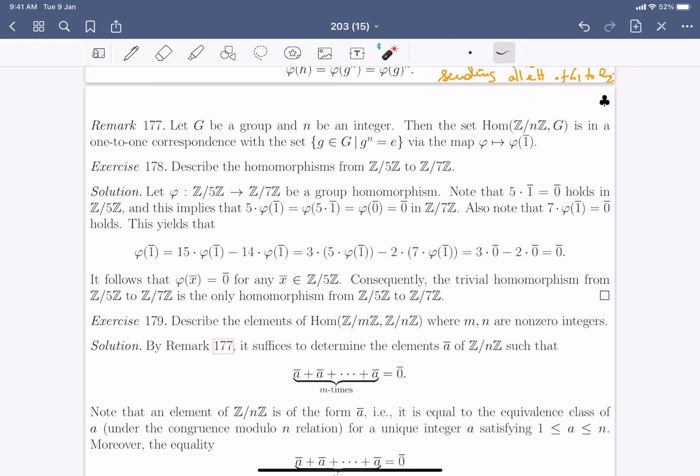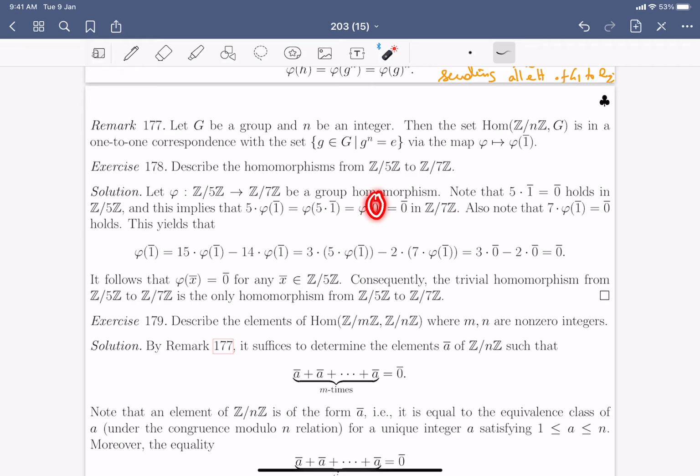And that automatically tells us that 5 times phi of 1 bar, note that this means phi of 1 bar composed with itself 5 times. I wrote 5 dot because I know this group is additive, and this phi of 1 bar is an element of Z mod 7Z. So 5 times phi of 1 bar is equal to phi applied to 5 times 1 bar. Here we have an element inside Z mod 5Z, and that is equal to 0 bar, and phi being a group homomorphism sends the identity element to the identity element. So we have the 0 bar, and we have this equality inside Z mod 7Z.